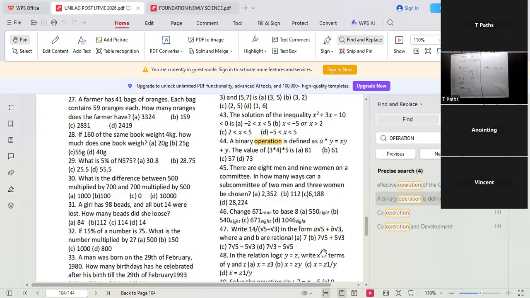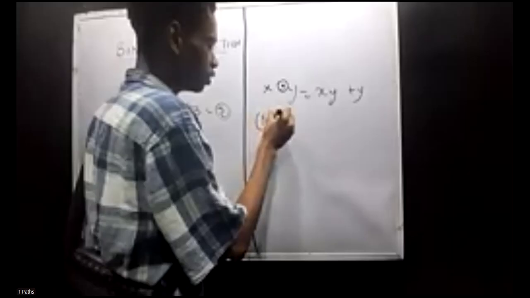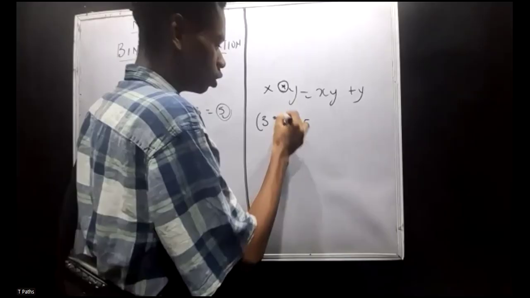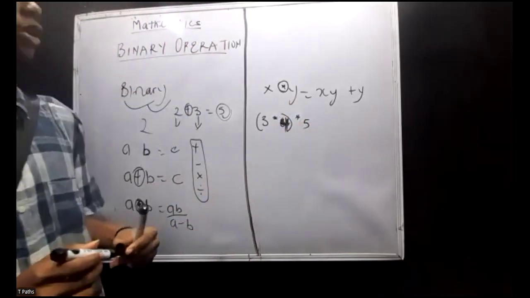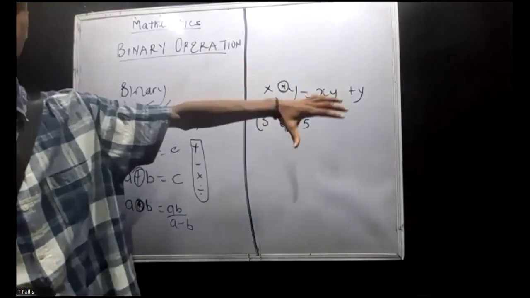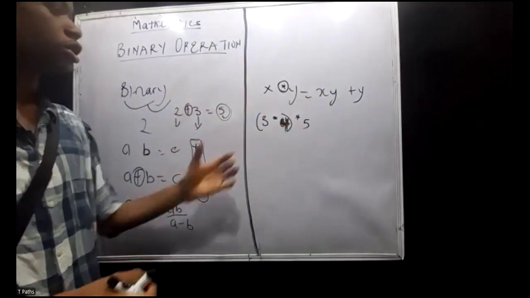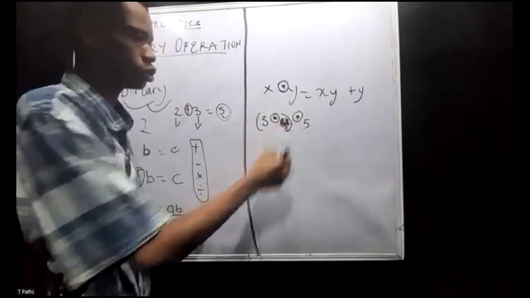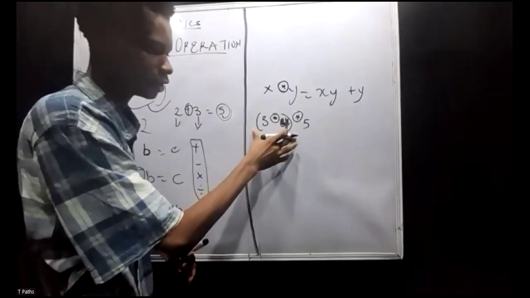the value of 3 asterisk 4 and asterisk 5 will be. So the question is saying what will be the value of 3, the binary operation of 4, and then the binary operation of 5. The first thing we have to do is, like I said, a binary expression can have two different operations. So in this question, we have two binary operations, 1 and 2. Now we have to work on the first one in this bracket.